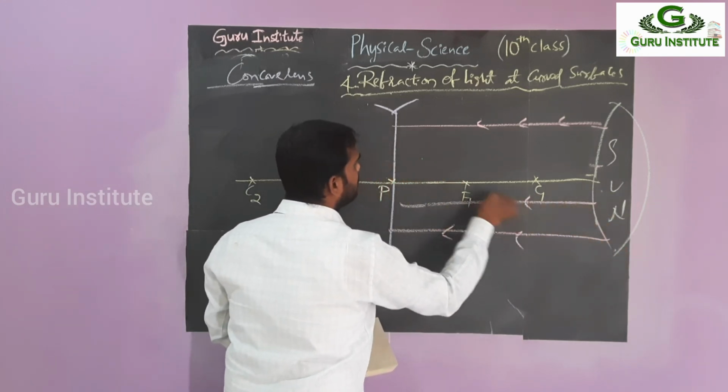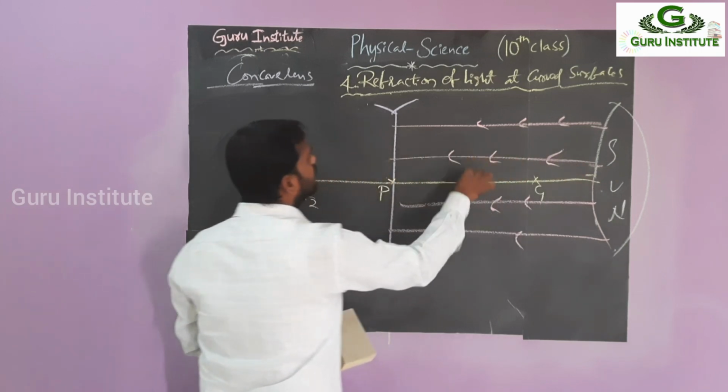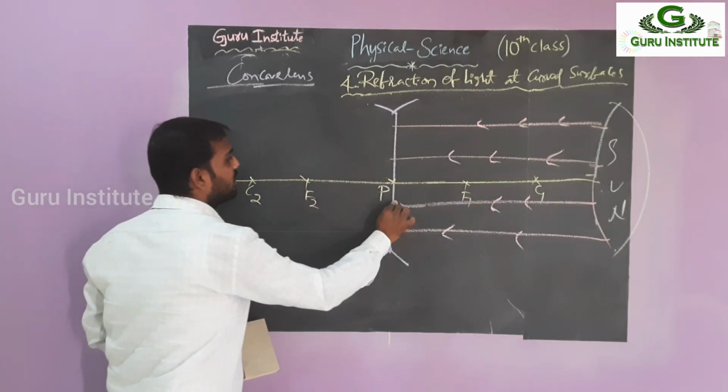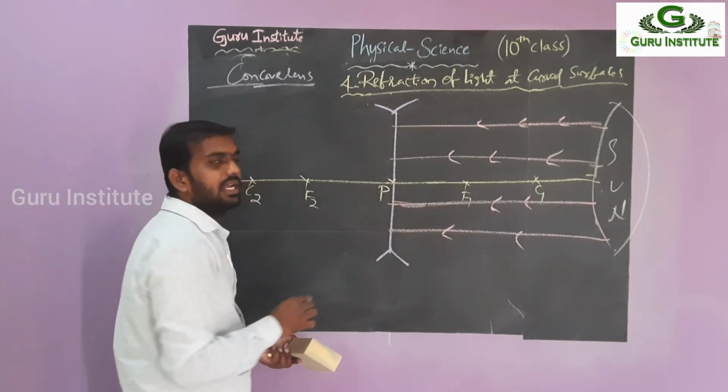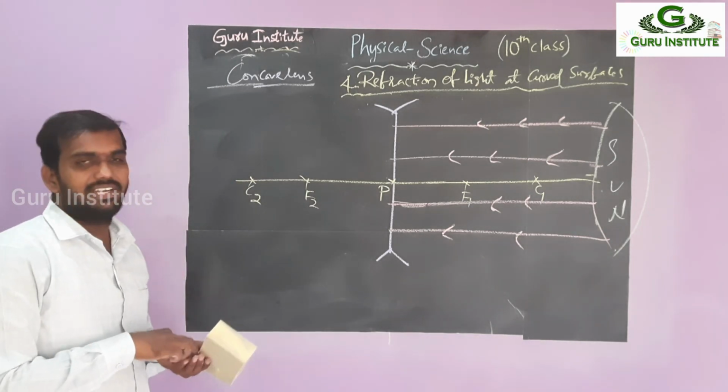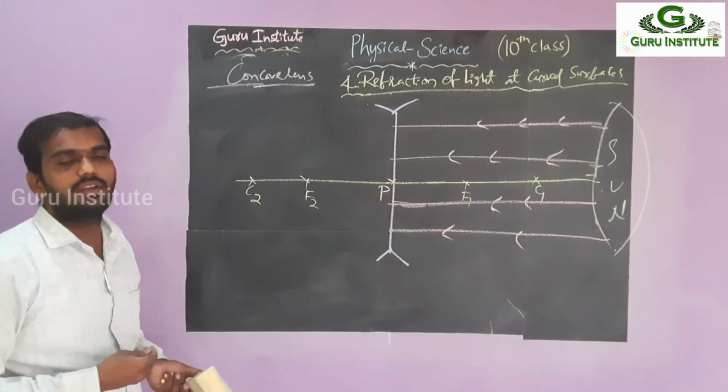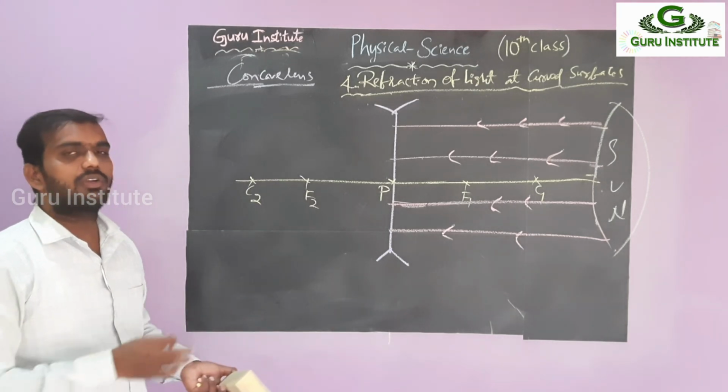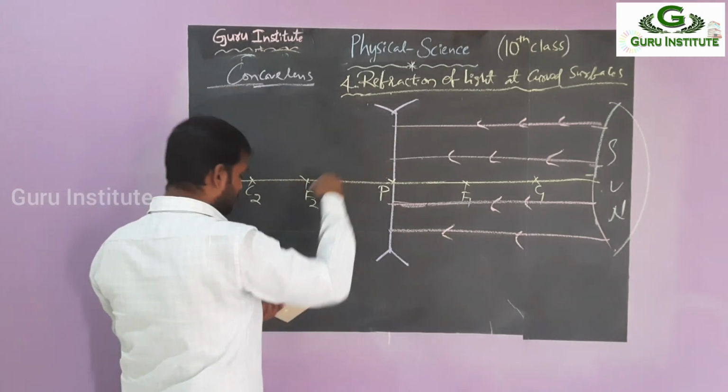Then the second, third, fourth. On the upper side I am taking two and on the bottom side I am taking two. So then what will happen? Again the same, they are deviated from the normal. That means they are going to the upside. They are moving like this.